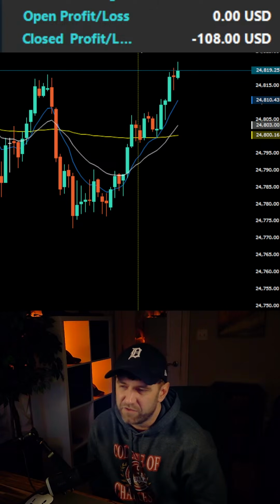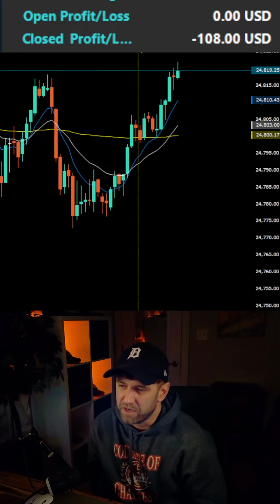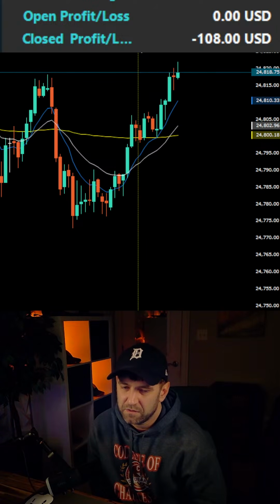Yeah, Chris, you can definitely move your stop loss around. You can have it trail automatically in most trading platforms, or you can do it manually.